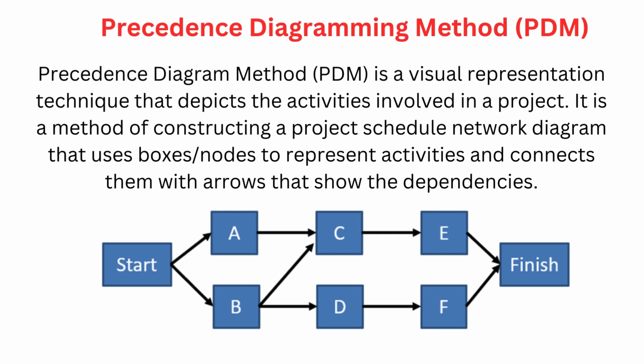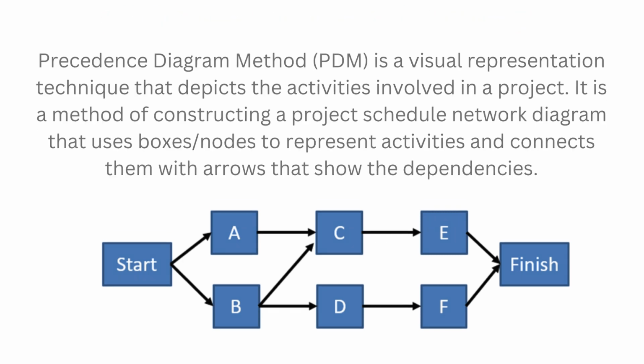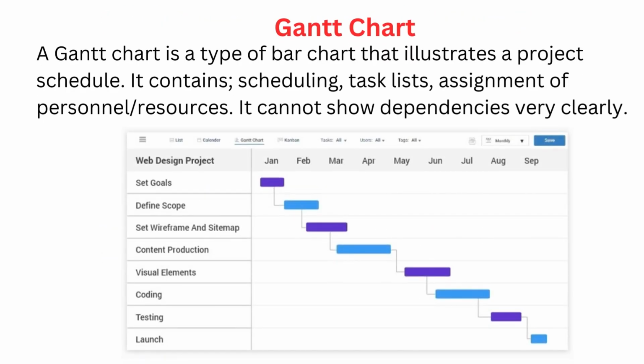Critical path analysis involves identifying all paths in the project network diagram, then calculating the duration of each path, and determining which is the longest path, which we also call the critical path. Then we have the tool called Gantt charts.